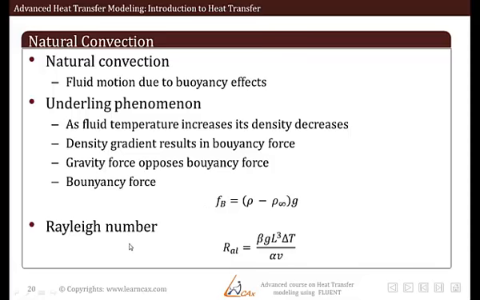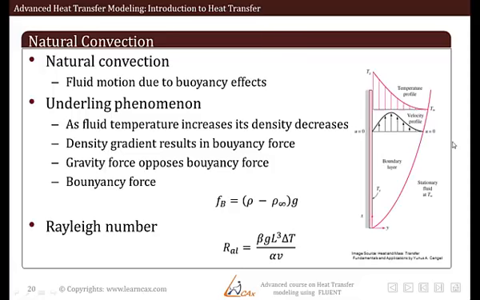Rayleigh number is critically important in that case, which is given by this particular ratio, which involves gravity, the temperature gradient. And if you can see, this is the pictorial image of the natural convection phenomenon. As you can see, as the temperature of the fluid near the wall is increasing, the fluid starts to rise up, and there is a sort of a thermal boundary layer which is developed like this.